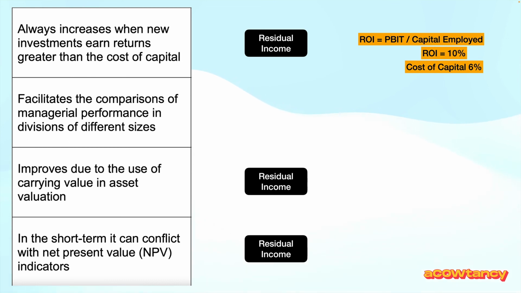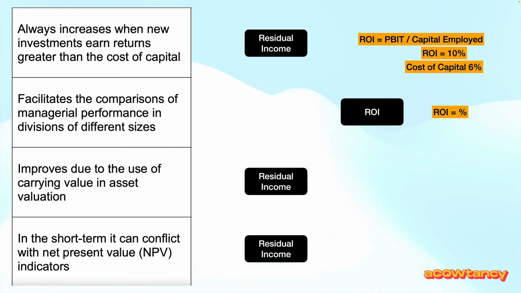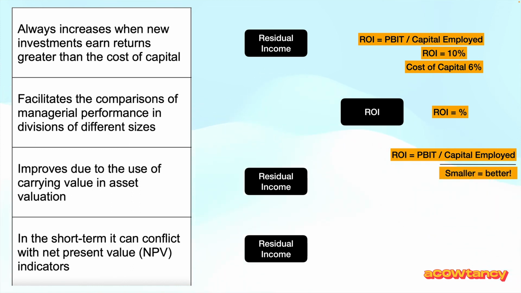What about the next one? It facilitates the comparison of different sized divisions. Well, it's a percentage, and so therefore, yes, you can compare percentages. You can't compare absolute figures, but you can percentages. Will it improve by using carrying value, by just having assets that are depreciating away? Well, that's the return on investment formula. Capital employed is the denominator, because it's one divided by the other. We want that to be as small as possible. So again, by just depreciating your assets down, that will become small, and so return on investment would improve.